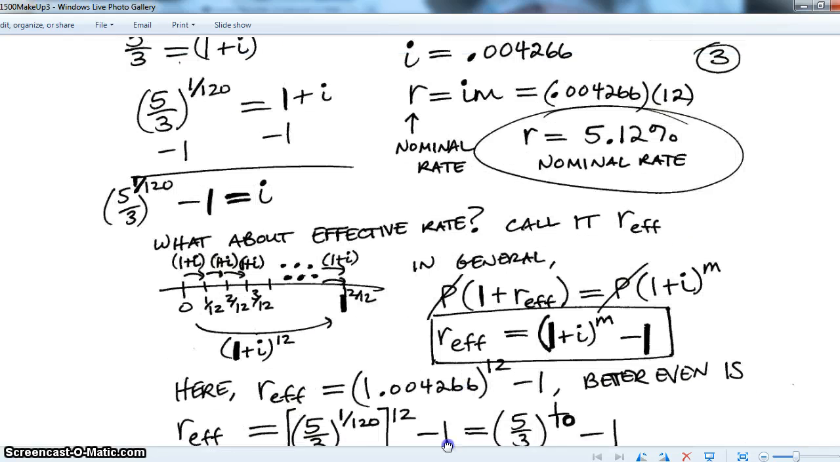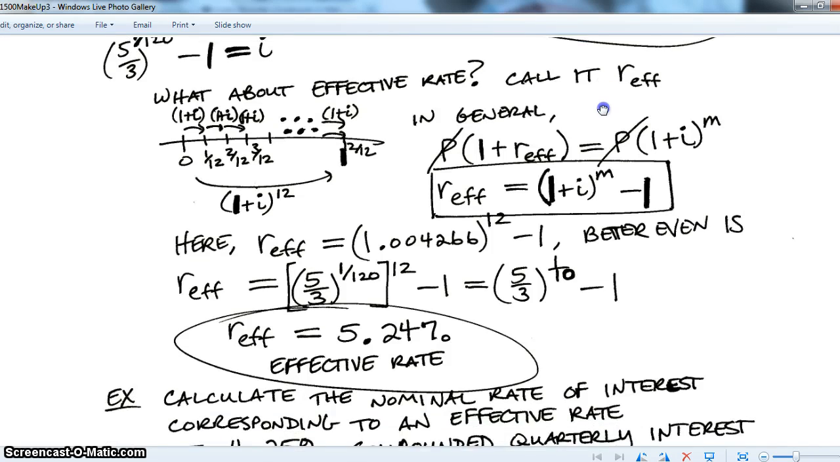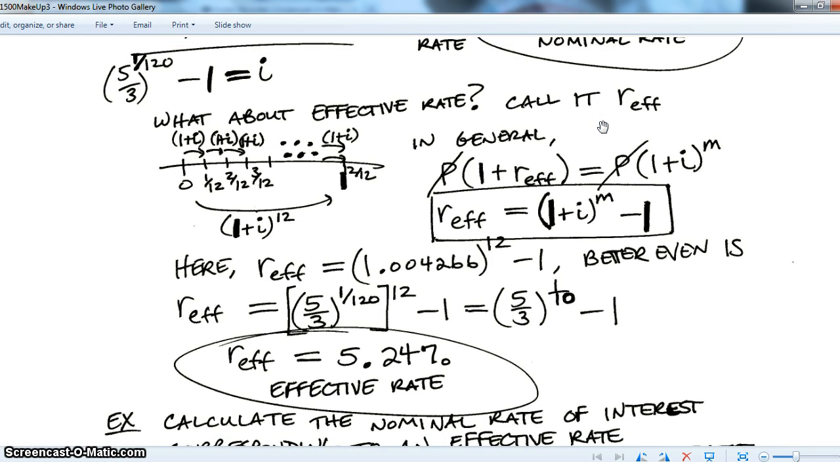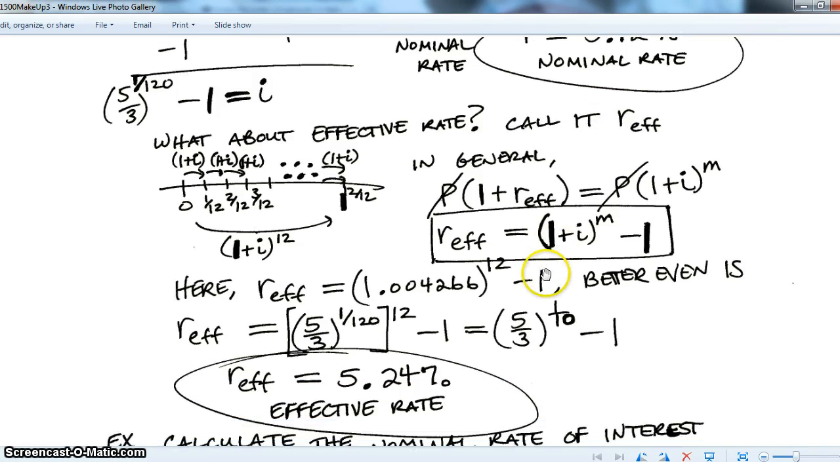Notice the effective rate is bigger than the nominal rate. That's always going to be the case when you're compounding more than once. So if m is equal to 1, a single compounding per year, it's going to be the same. But if you're compounding more than once, the effective rate's always going to be bigger than the nominal rate.